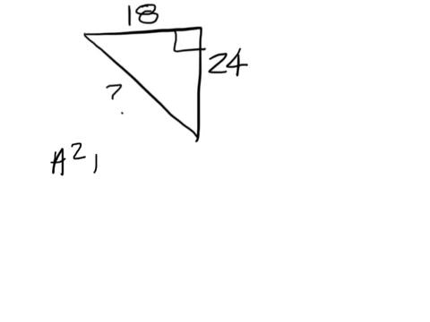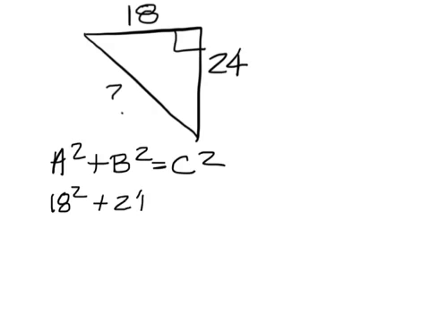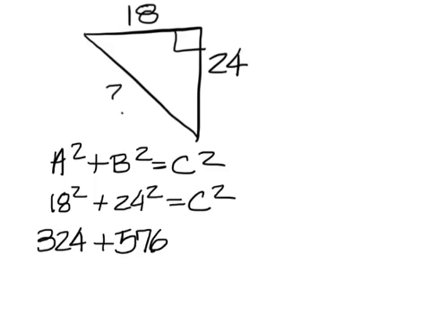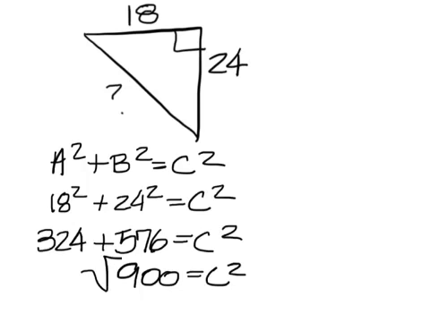Alright, so we have a squared plus b squared equals c squared. That should be 18 squared plus 24 squared equals c squared. That is 324 plus 576 equals c squared. That's 900. And if you find the square root of both sides, you get an answer for c of 30.